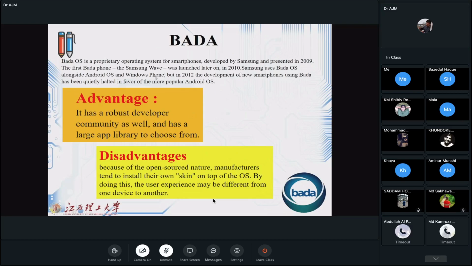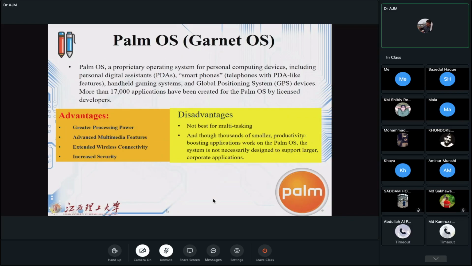The next OS was Bada, which was invented for the first Bada phone from Samsung. This also killed itself. Even though it had a robust developer community and a large library to choose from, because of the open source nature, manufacturers tended to install their own skin on top of the OS. By doing this, the user experience could be different from one device to another, which means that OS was also not successful.